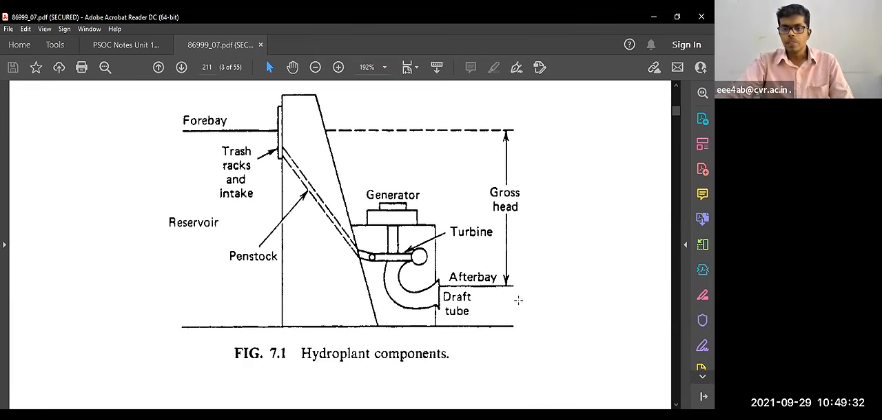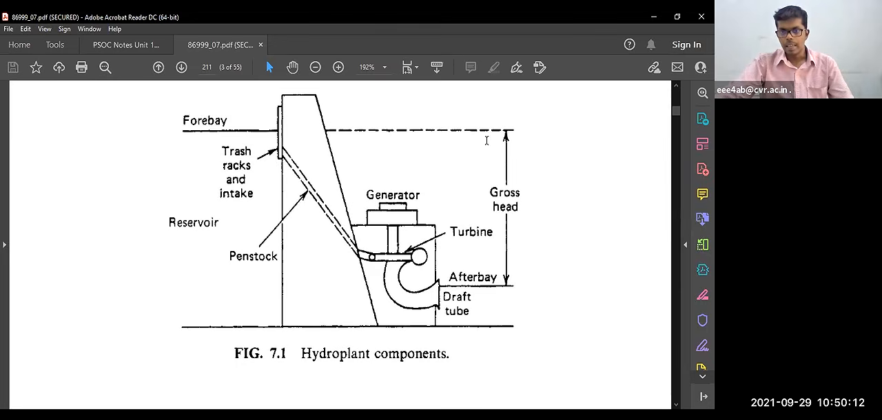If you see a pumped storage plant, via this draft tube the same generator does the motoring action. Here it is generating power, and in the pumped hydro storage plant the same draft tube is here and the water is coming over here. So instead of generating action, we are doing motoring action and pumping the water from the lower stage to the upper stage of the dam. We are storing the water.